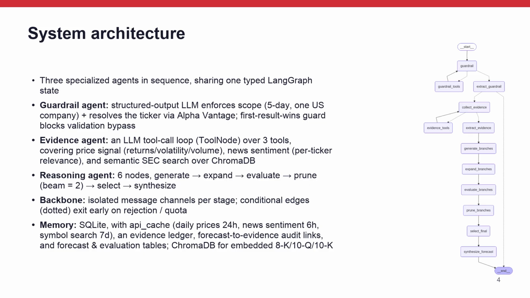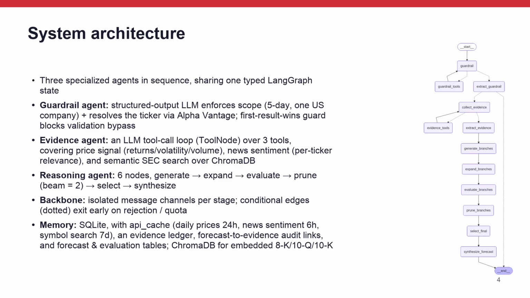2 things tie it together. Each agent's message history is completely isolated, so the evidence agent never sees the guardrail's validation chatter, and every model gets clean context. And those dotted lines are conditional edges. On a rejection or a data quota error, the graph routes straight to the end node instead of pushing bad inputs downstream. Let me say a bit more about memory, because it does a lot of quiet work.